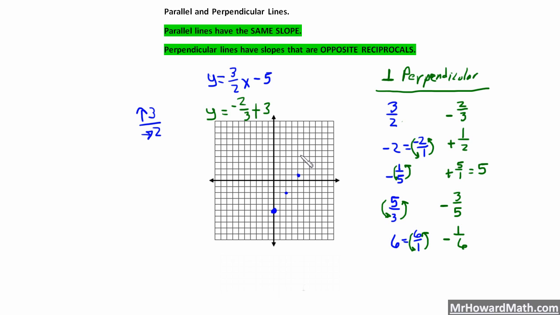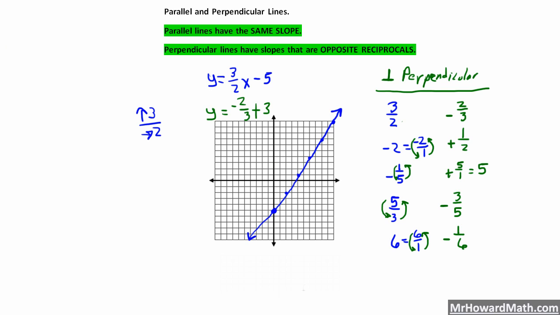Continuing up 3 and over 2 for more points. Alright, I'll try to fit a line in here as best I can. Alright, so here's our line that is 3/2x minus 5 right here.